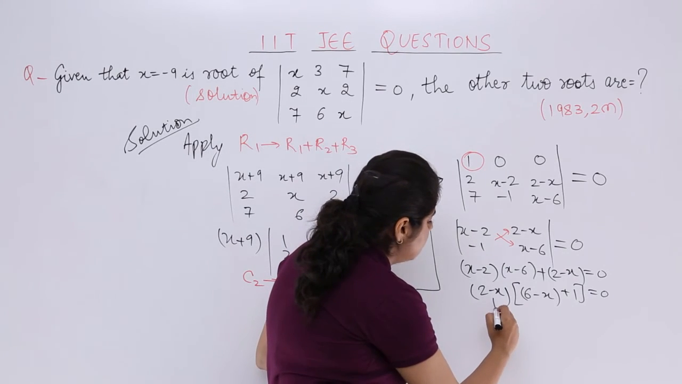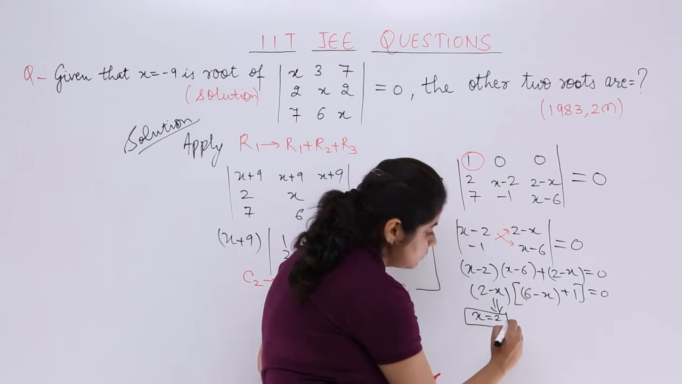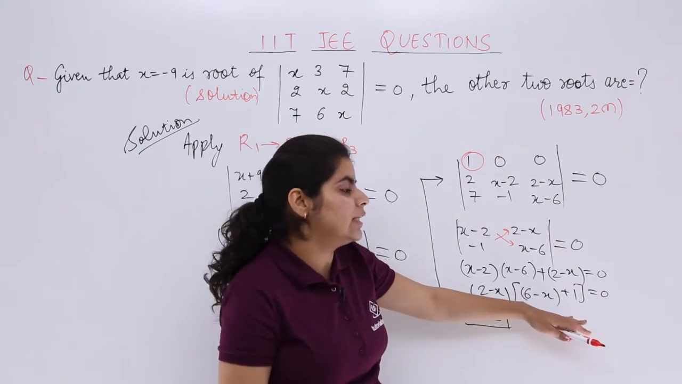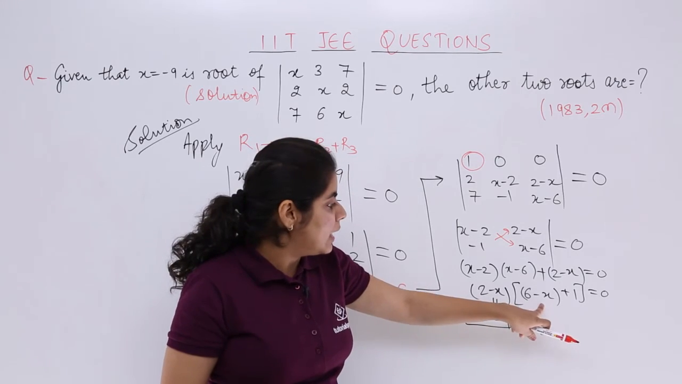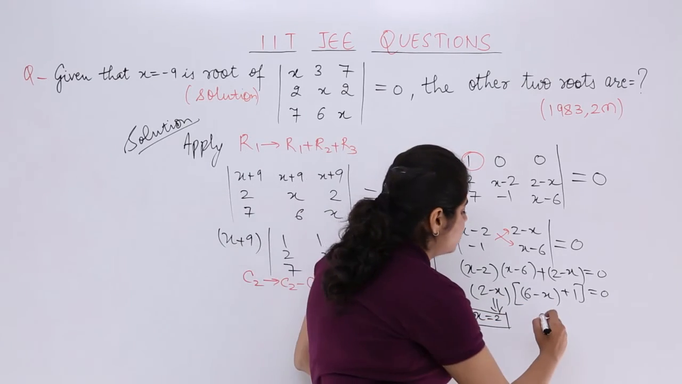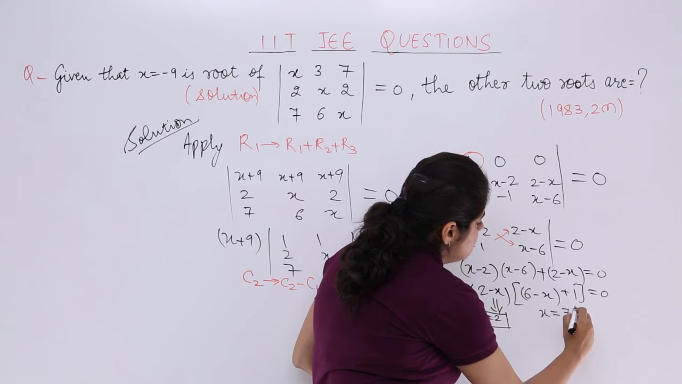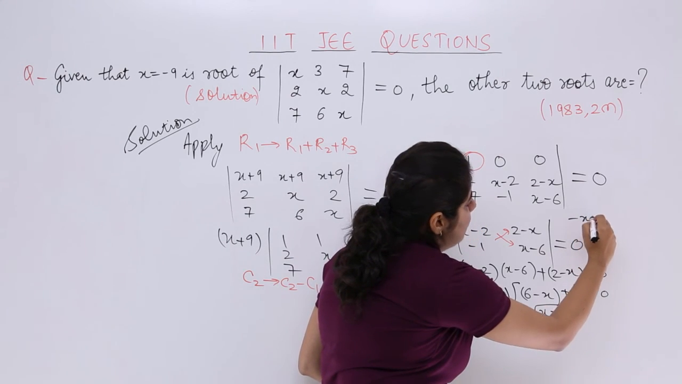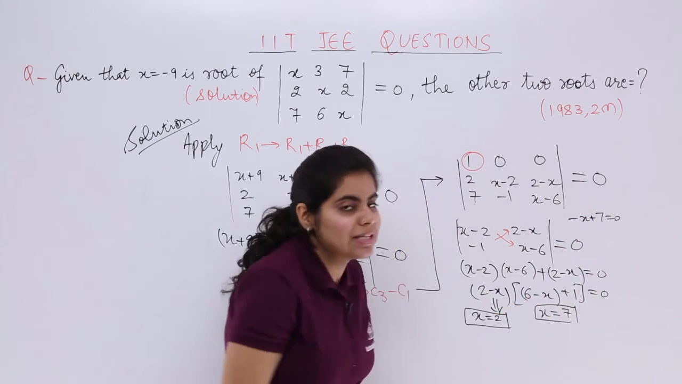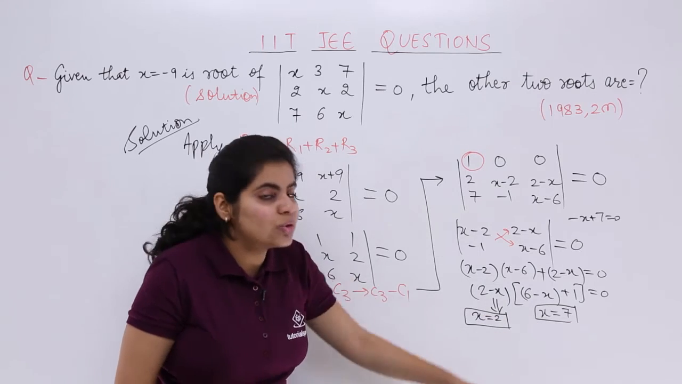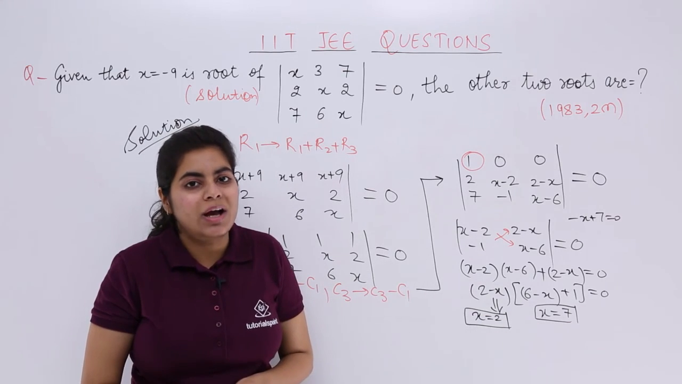So either x is equal to 2, or the other solution is obtained from here. So it is minus x plus 7 is equal to 0, so x is equal to 7. I write it here, minus x plus 7 is equal to 0, that means x is equal to 7. So the two roots are 2 and 7.